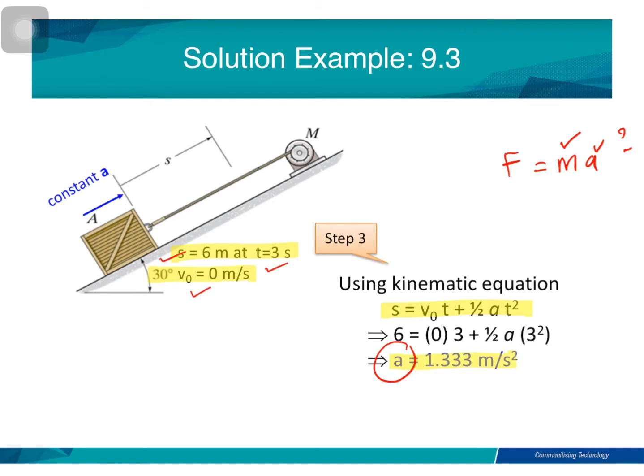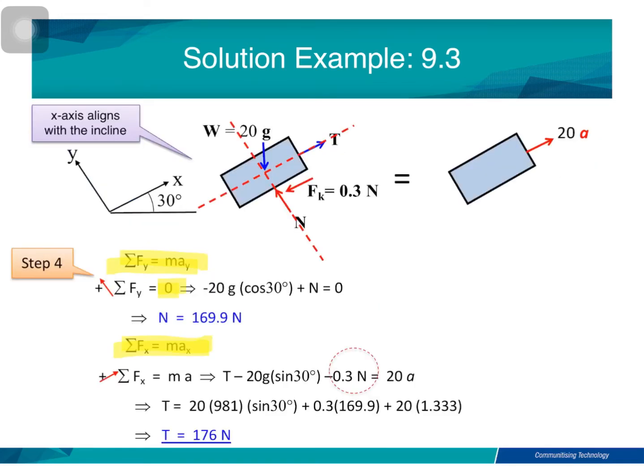So you can substitute s is equal to 6, initial velocity v is equal to 0, and t is equal to 3, and here we want to have a. So you can solve the equation. You will get a is 1.33 meters per second squared. So we can substitute into the equation.